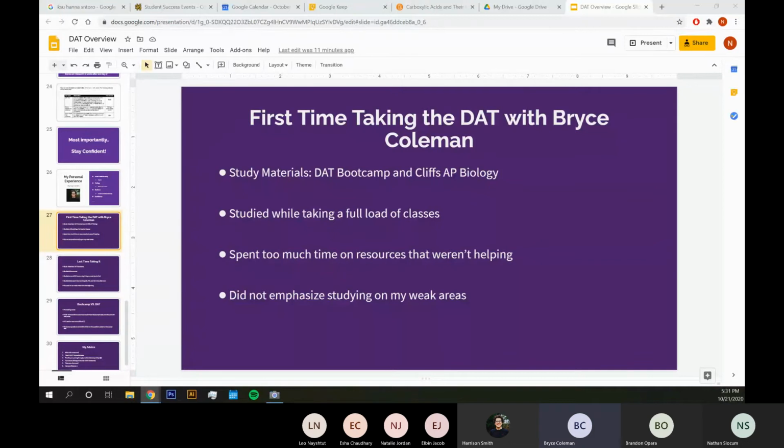And I also didn't emphasize my weak areas. I knew the areas I wanted to study the most were math, general chemistry, and biology. So the next time I used DAT Boot Camp only, and I studied this past summer around 6 to 8 hours a day, 6 days a week. You can go to that next slide, Nathan, if you want to.